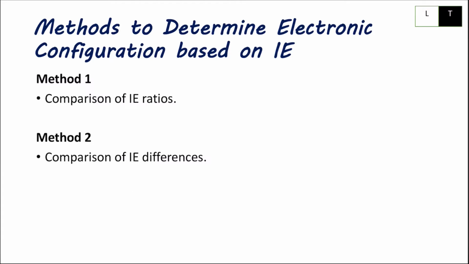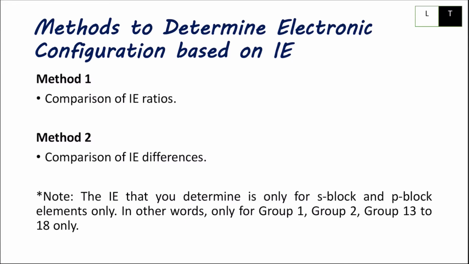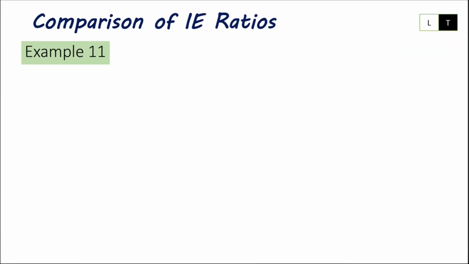Please take note that the ionization energy that you need to find out is only for S block and P block elements only. So maknanya kita akan gunakan group 1, 2, 13 until 18 sahaja. It is not applicable for D block elements. So we are going to start by using method 1.